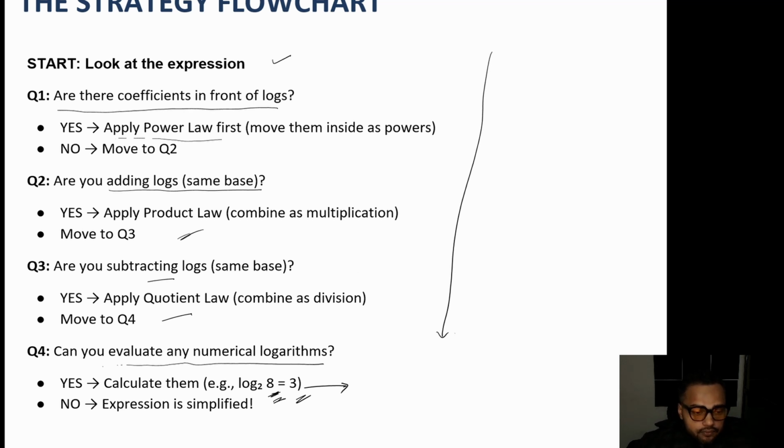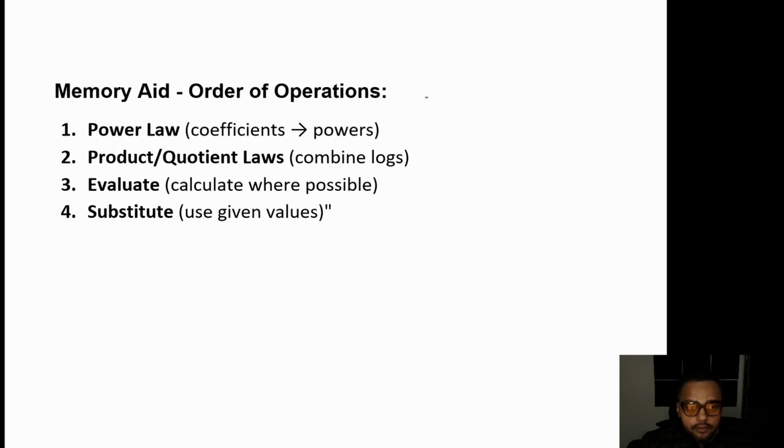Now let's move to the next part, the memory aid for the order of operation. Power law: the coefficient will be coming as the power inside. Product law, or quotient law, means combine logs in the form of multiplication or division. Evaluating: whatever we need to calculate, we evaluate after doing these things. First we move through step 1, then step 2, then we can move to step 3. Directly we can't go with the evaluation part.